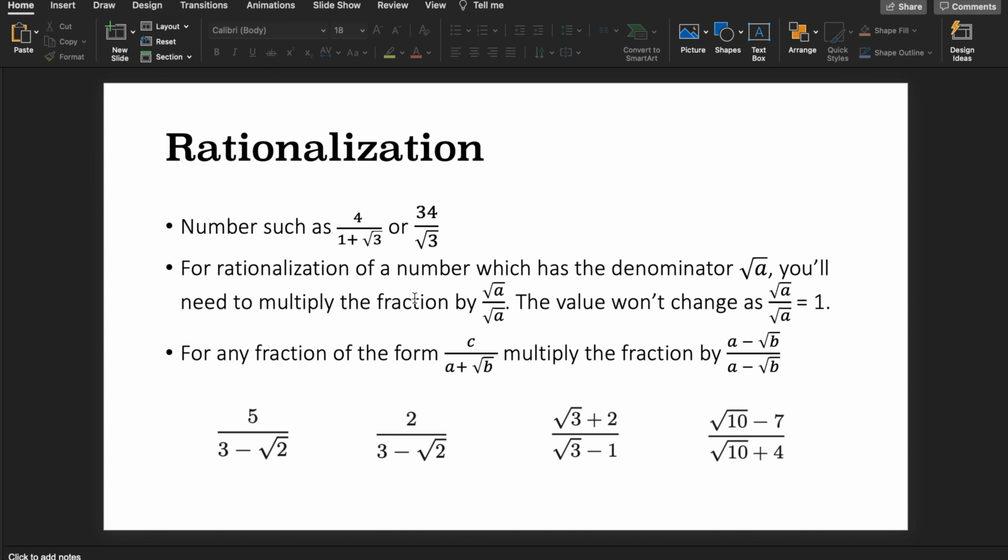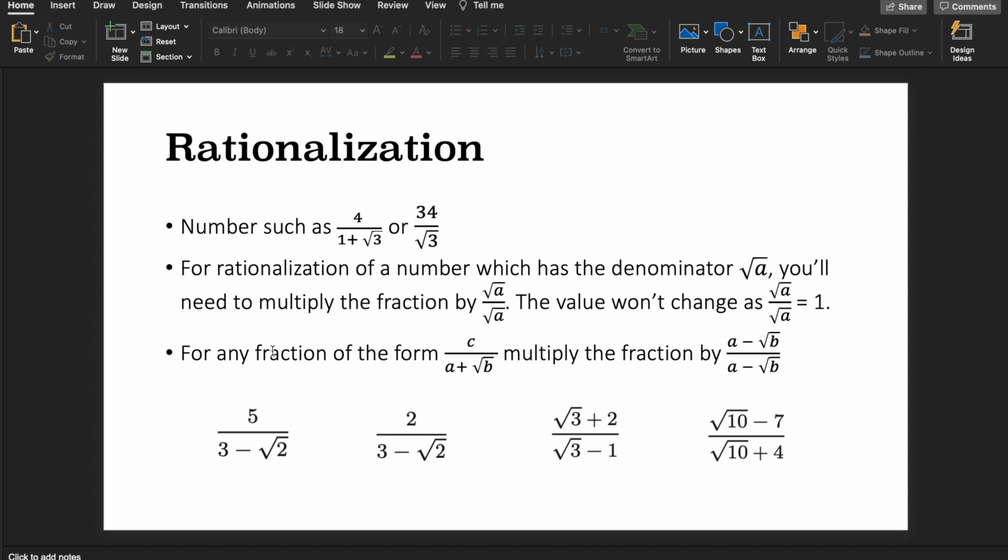fraction by square root of a divided by square root of a. In the sense that this won't really change anything, because this would equate to 1. So multiplying something by 1 does not change the value. So yeah, that's the whole theory behind this.